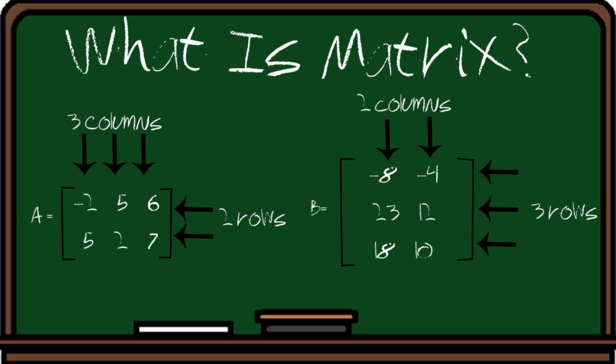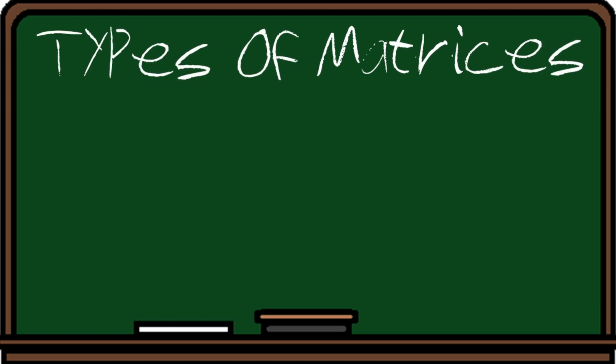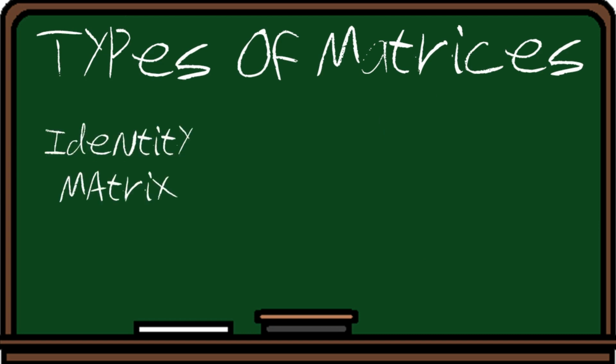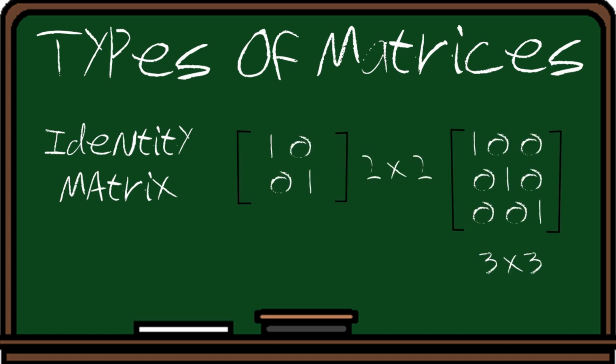And now let's discuss some types of matrices. One of the types of matrices used is the identity matrix. An identity matrix is a square matrix in which all the elements of the principal diagonal are 1 and all other elements are zeros, as what you can see in the example. In both matrices, all the diagonals are 1 and the other elements are zeros.